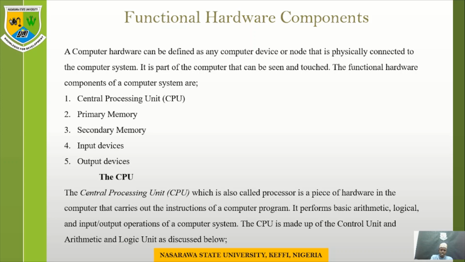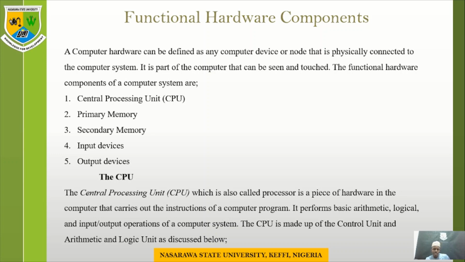So the first one is the central processing unit, then the primary memory, secondary memory, input devices, and output devices. So these are the 5 basic functional hardware components. Let's see these functional hardware components one after another.